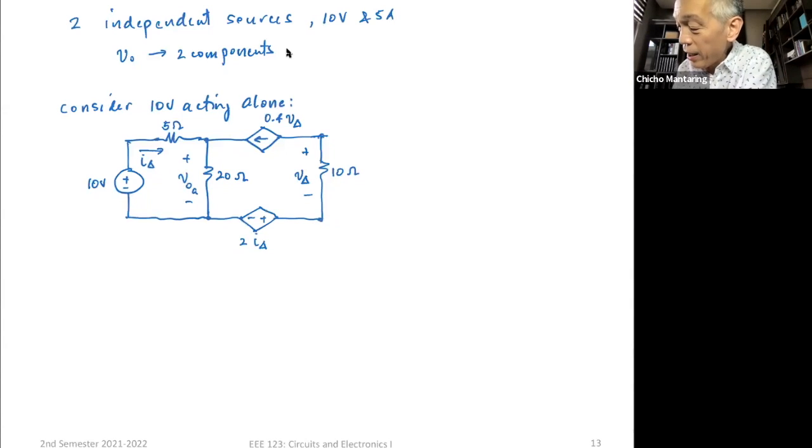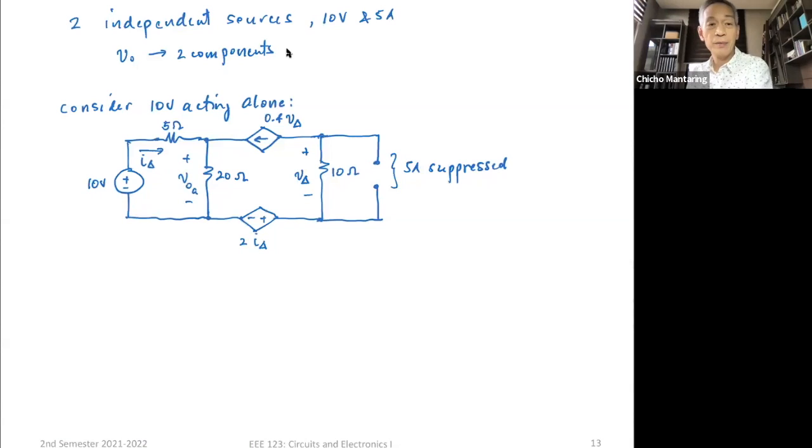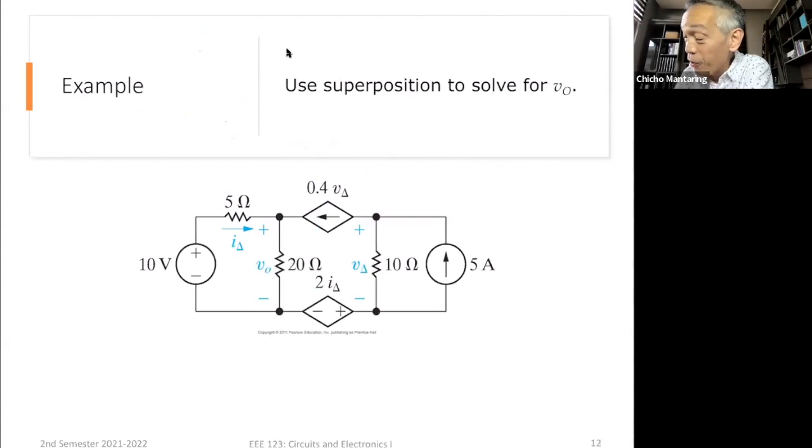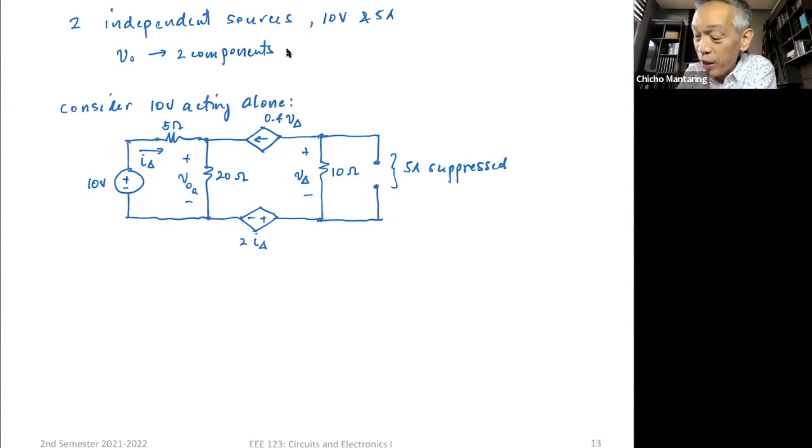And what happens to my 5 ampere source? That's now equivalent to an open circuit. So this is the 5 ampere source suppressed. I made it an open circuit. Okay. So I have to solve for V of O of A. This is my unknown, because that is the problem: solve for V of O. I have to solve for V of O of A, that is V of O with the 10 volt source acting alone.